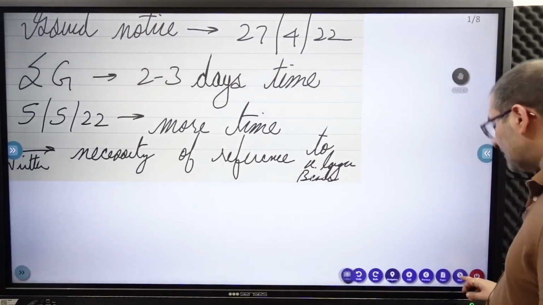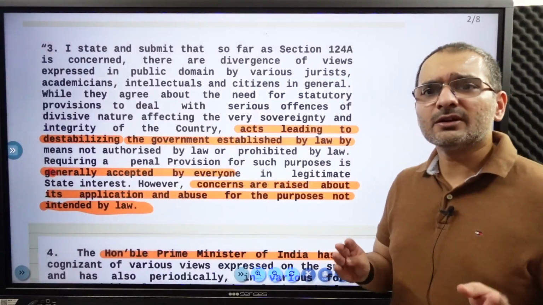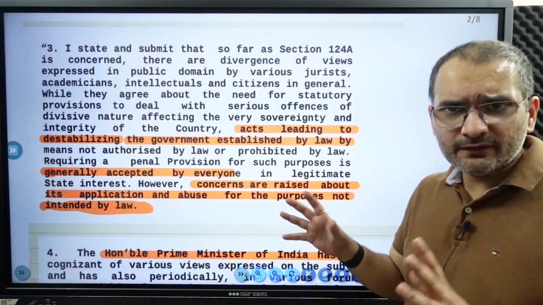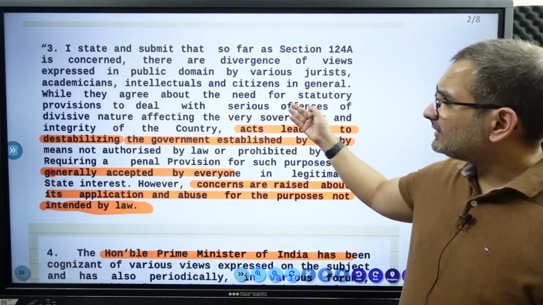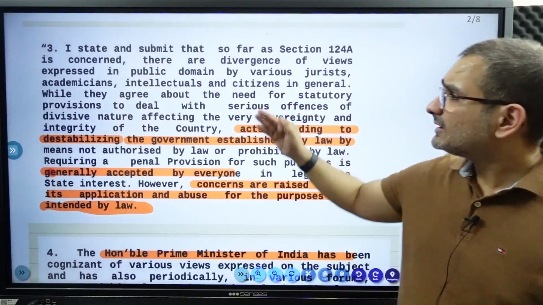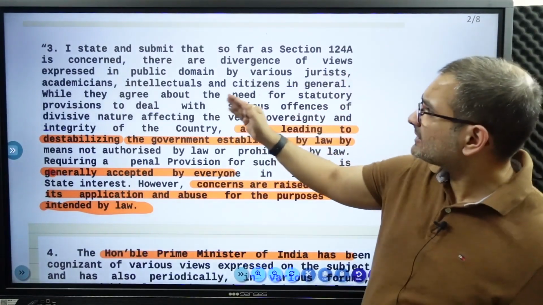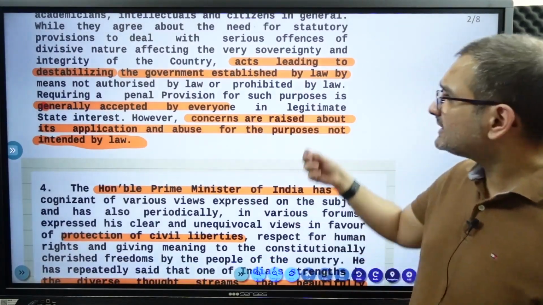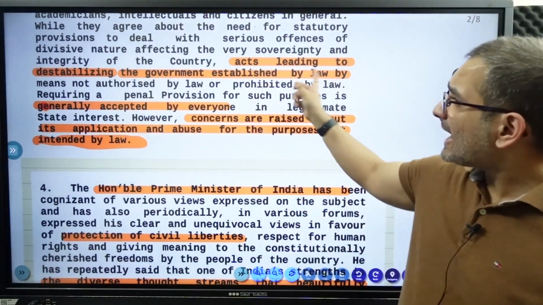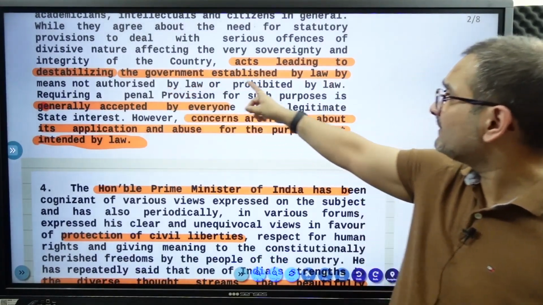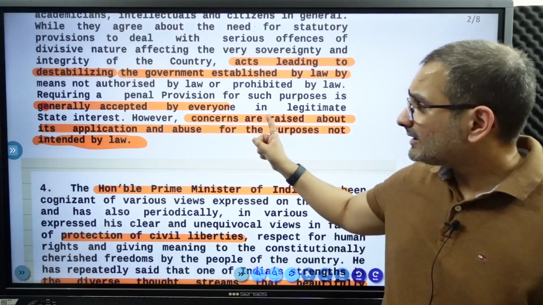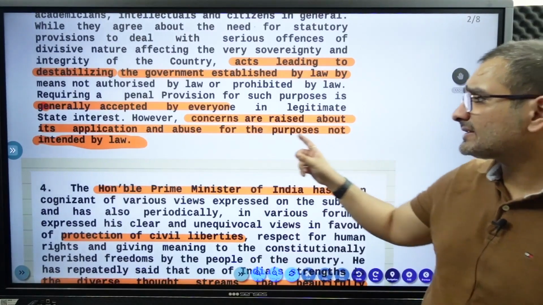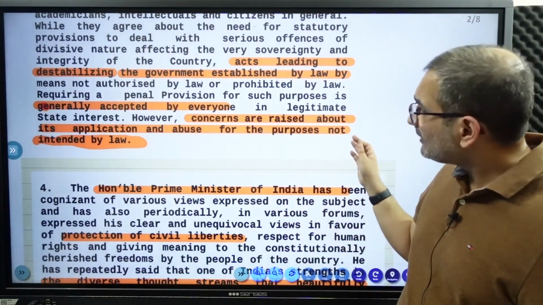Okay. Now what is the position? So let's look at the affidavit that's been filed on record by the Union of India stating a few things. They say that we know about the views expressed in the public domain by various jurists, academics, intellectuals and citizens in general. We also think that a law should exist for controlling acts relating to destabilizing the government established by law. But we know of the concerns and we acknowledge those concerns, that concerns are raised about its application and abuse for purposes not intended by law.